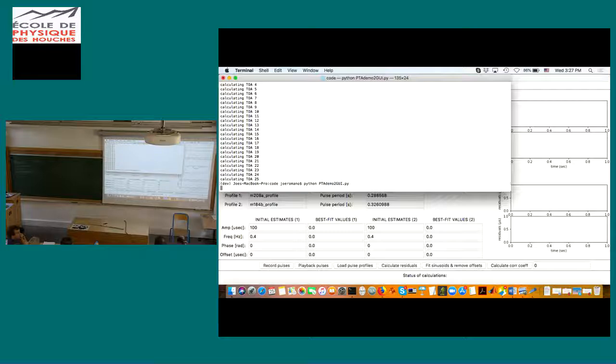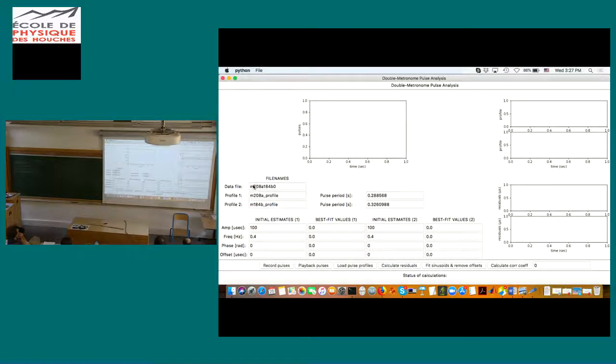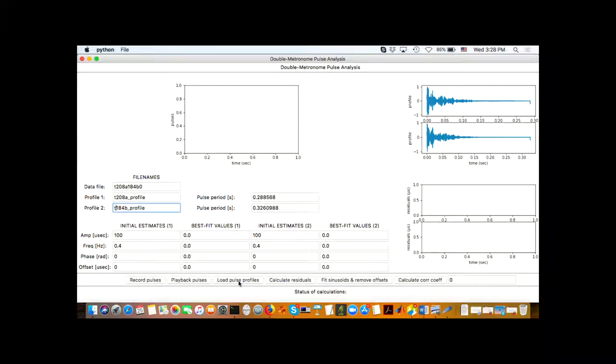So I've got to first change the name of the data files. So I'm going to keep this 0 here for 0 degree separation. The profiles have the name T for test. Oh, I forgot to record what these were, but hopefully they're not too far off. That could be a problem. Okay. So I'm going to load the pulse profiles. There they are.